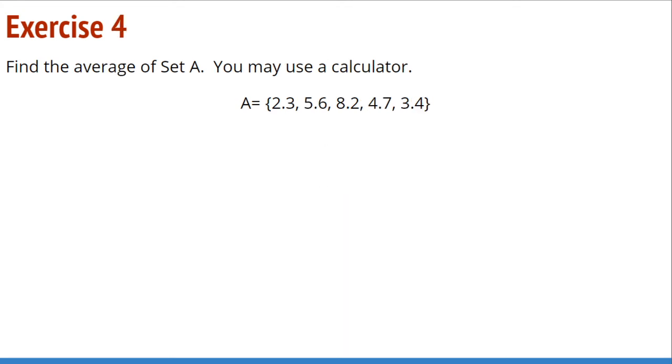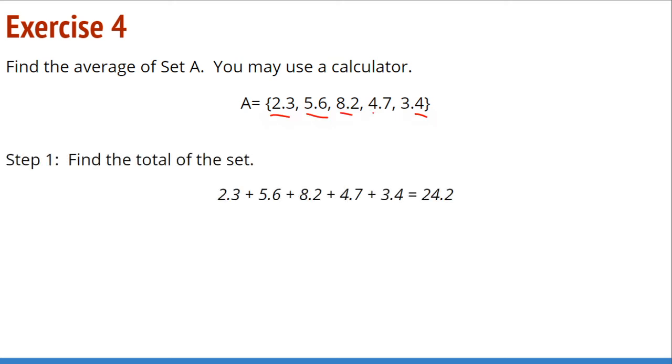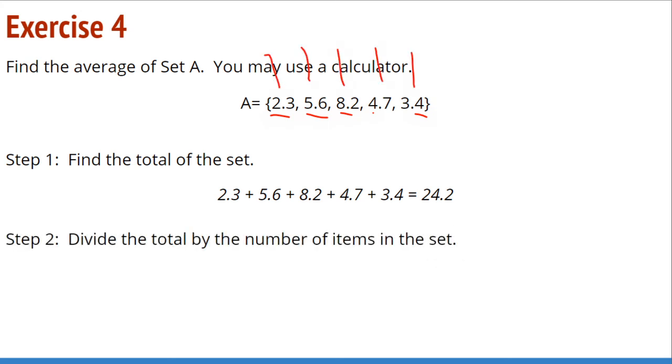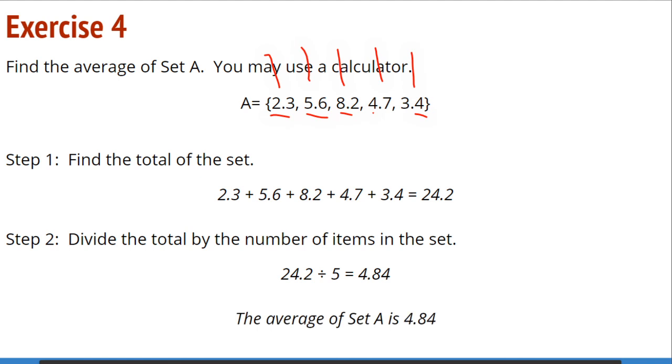All right, exercise 4. So find the average of set A, and you may use a calculator. Once again, add everything together. Even though these are decimals, we can still find the average. So add everything together, total it up, and we get 24 and 2/10. And we've got 1, 2, 3, 4, 5. So 24 and 2/10 divided by 5. And we find 4 and 84/100. So the mean of set A, the average of set A, is 4 and 84/100.